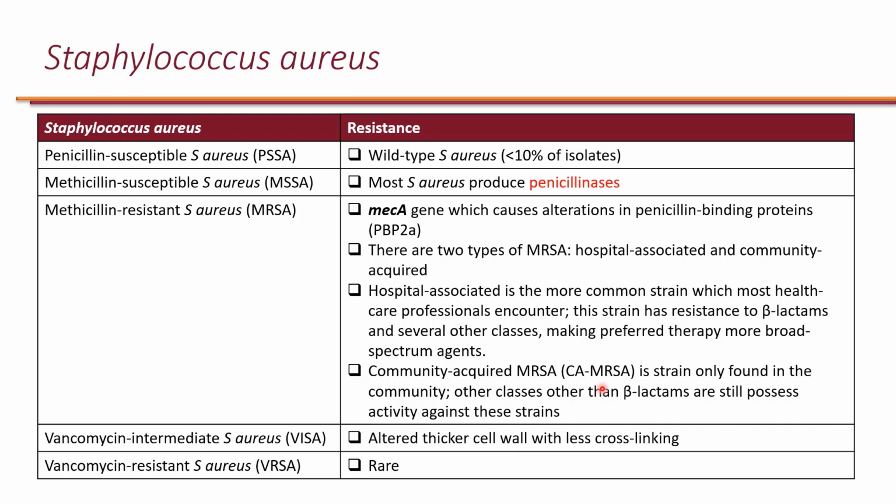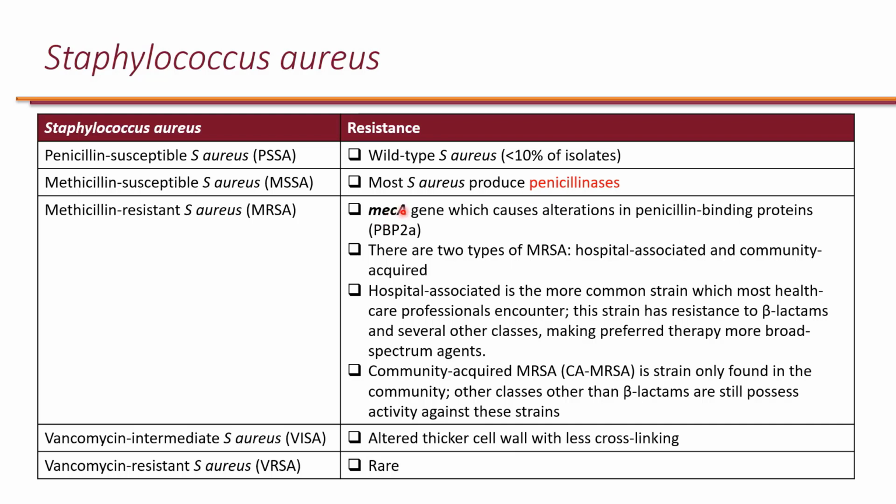Now, community acquired MRSA is a strain only found in the community, and other classes other than beta-lactams are still possibly active against these, such as doxycycline, moxifloxacin, trimethoprim-sulfamethoxazole.